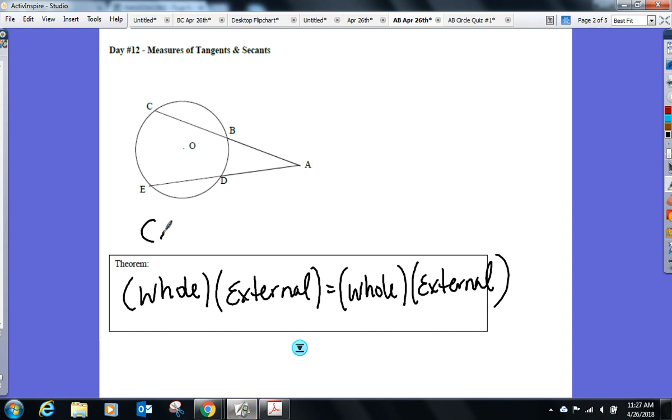CA. So CA times, what do you think I mean by external? The part on the outside, which would be? Okay, you guys are picking this up. So CA times BA will be the same as, go to the other whole secant, EA times DA. Whatever those values are, I multiply together and set them equal to each other and solve. Whole times external equals whole times external. Everybody good? So there's two secants.